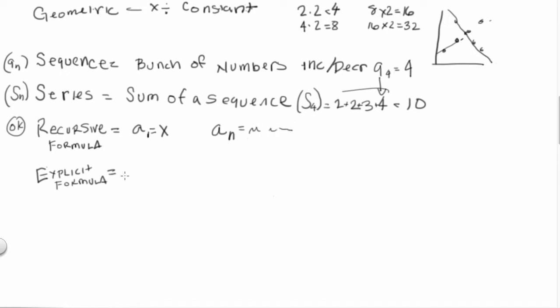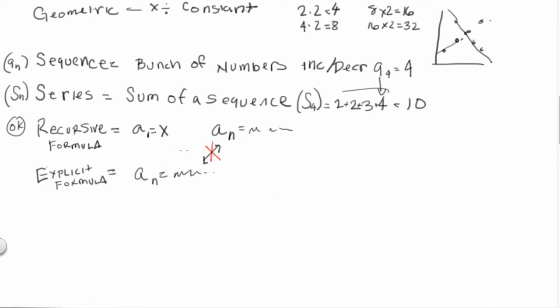Your explicit formula, on the other hand, looks different in that it will not have an initial value, because it doesn't need it. That's why it's explicit. It will tell you exactly the value that you need by using some formula. Now, these do not look the same. Do not make that mistake. They do not look the same.